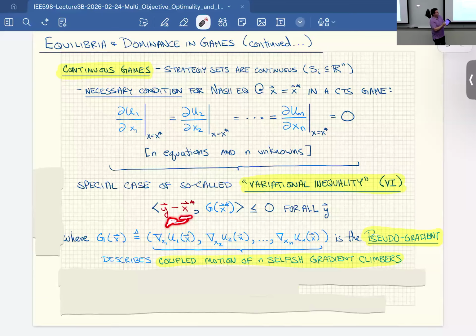That vector, if I take the dot product of that and this so-called pseudo gradient, which is just basically these partial derivatives of the utility functions with respect to their local variable, if those two things are going in the opposite direction, then I'm at this equilibrium for this variational inequality. So the idea here is that if you're sitting at the Nash, if you consider any other point, if the direction from you to that point is positive, then the utility change will be negative.